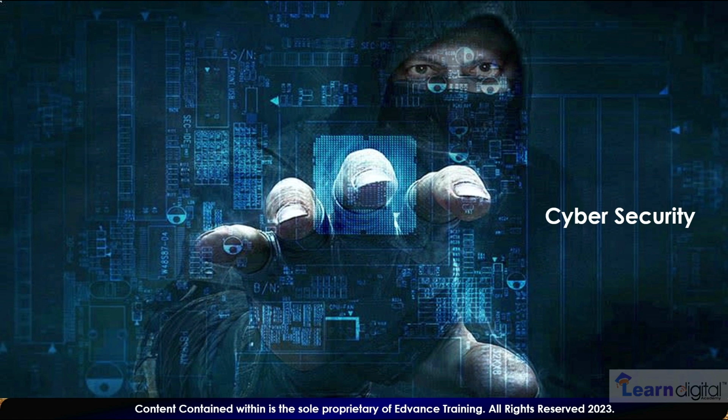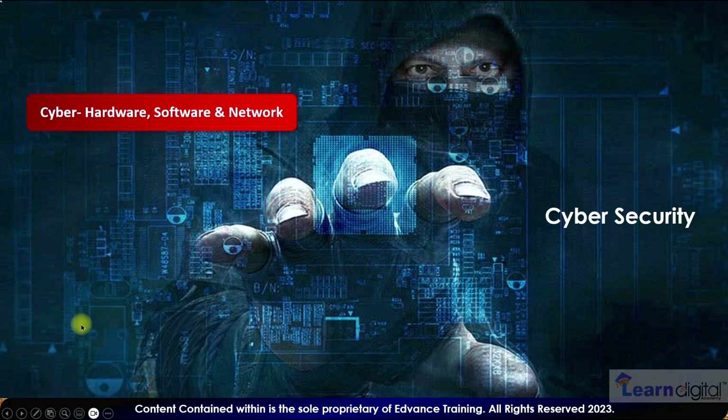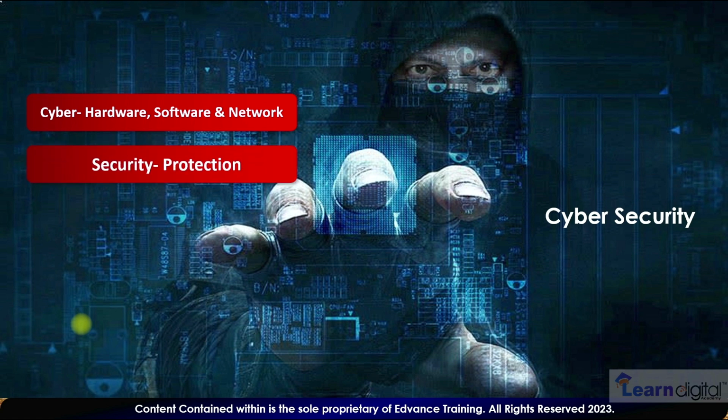We have two terms, cyber and security. First is cyber, which you can say is hardware, software, and the network, the combination of these three things. And the second, security, means protection. So cybersecurity is a combination of protection of your hardware devices, software applications, and the network devices or applications as well.